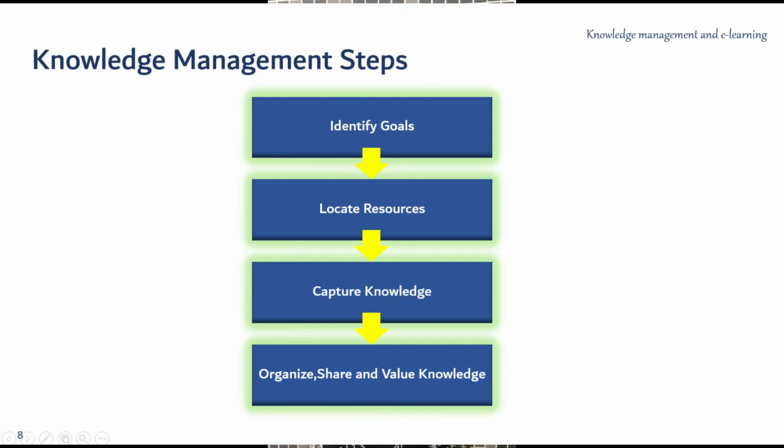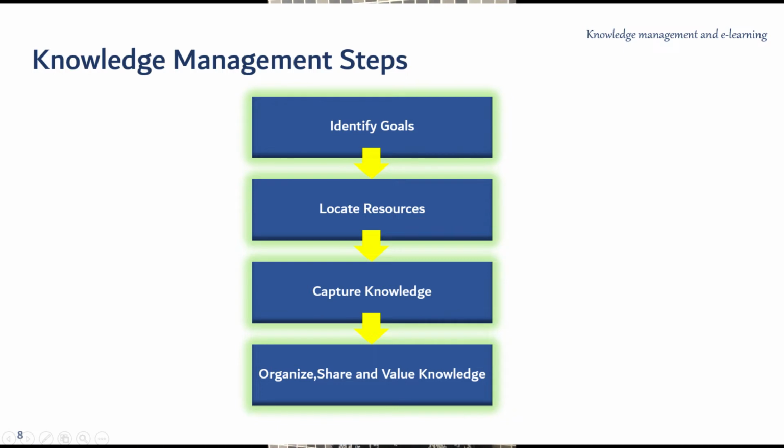My name is Divine, and we'll be looking at knowledge management steps. These steps are divided into four, and they include identify goals, locate resources, capture knowledge, and organize, share, and value knowledge. The first step is to identify goals, which can best be determined by studying the organization's specific needs. A project with specific and clear aims is more likely to achieve its goals.